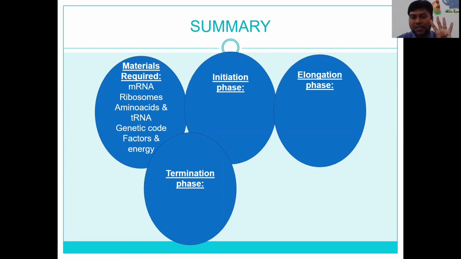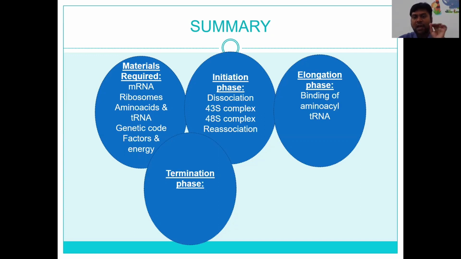The first step is dissociation of the ribosome. Second, assembly of methionine tRNA to form the 43S complex. Third, assembly of mRNA to form the 48S complex. And finally, reassociation to form the 80S complex. These are the four steps involved in the initiation phase. Next, the elongation phase involves a cycle of three steps: binding of amino acyl tRNA, then peptide bond formation, and third, translocation.